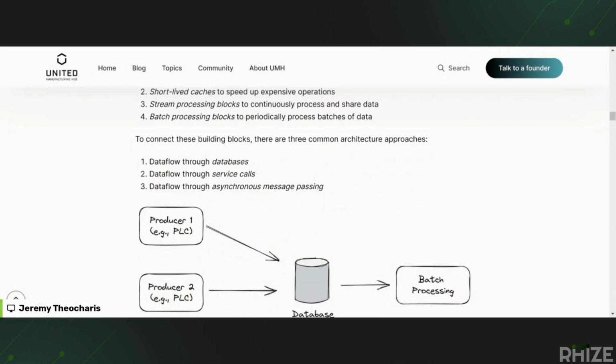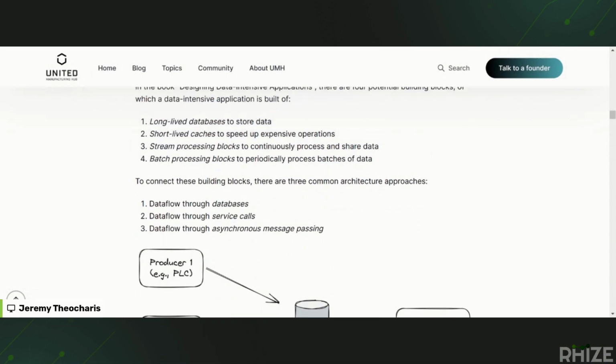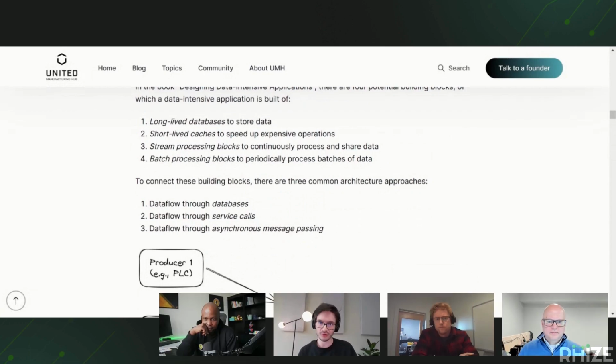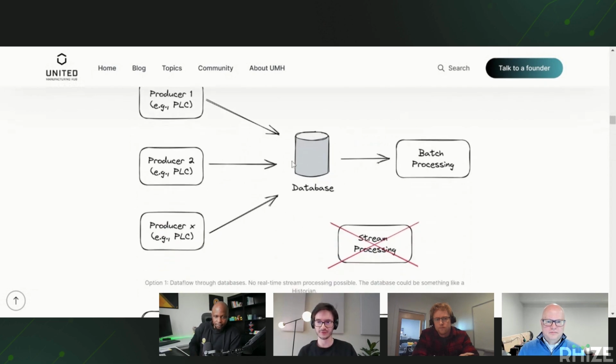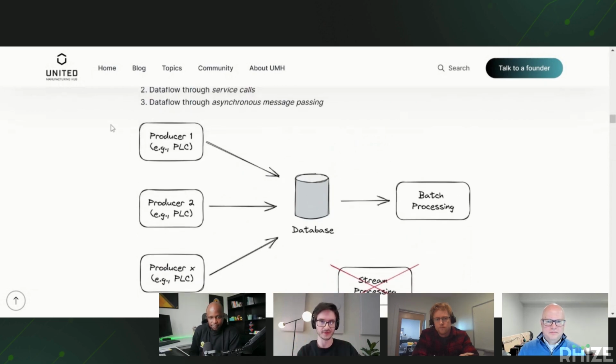In an industrial IT system, or in general in a system where you process a lot of data, you always have multiple building blocks. You cannot do everything in one application. And in order to connect those building blocks, thinking top down, there are only 3 options on how you can do it. You can send it through databases. That's the first thing. So you have all the PLCs, they all send data into a database, and then you can do some batch processing on it.